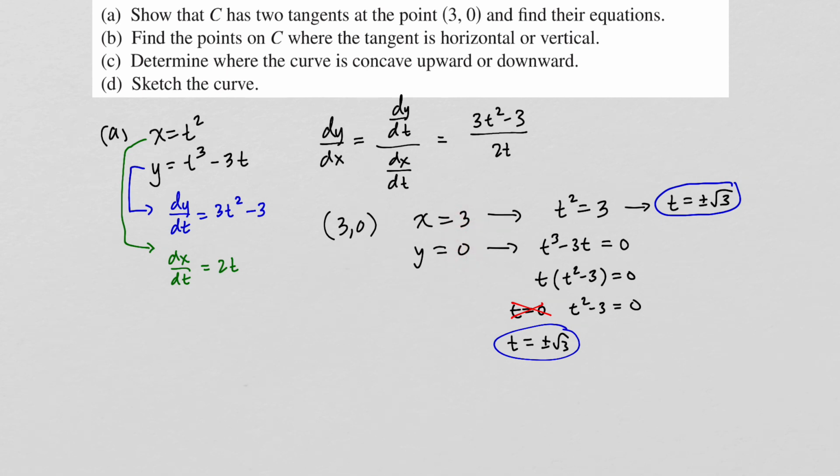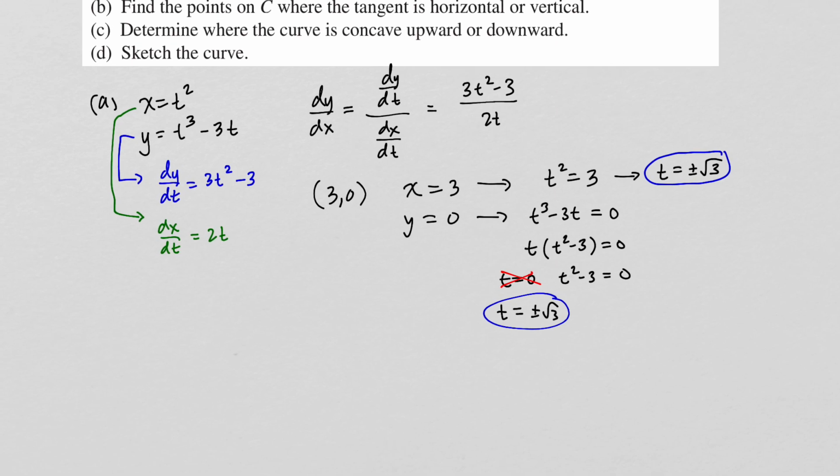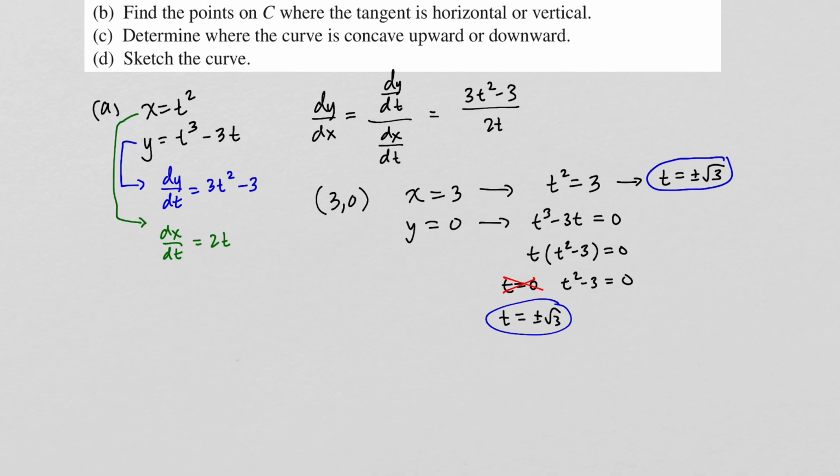So now what we'll do is find the slope of the tangent line for each of those values of t. So I'm going to find the slope when t is equal to negative radical 3, and I'm going to find the slope when t is equal to positive radical 3. To do this, we are just going to take the derivative dy/dx and evaluate it when t equals negative radical 3, and likewise evaluate it when t equals positive radical 3.